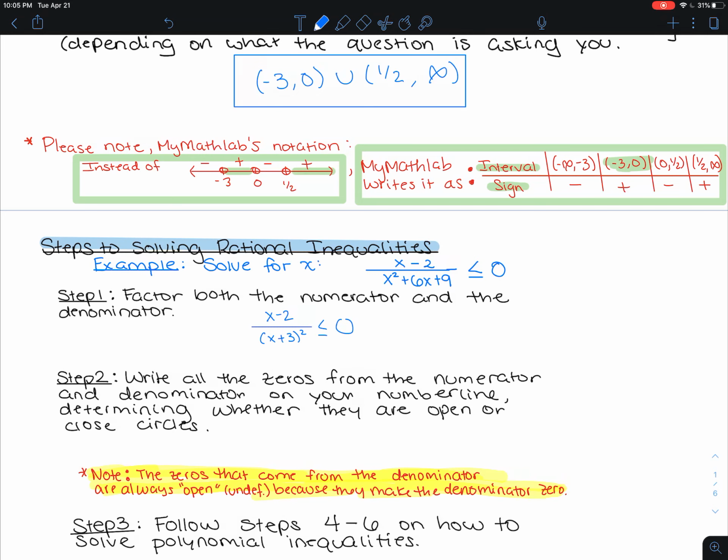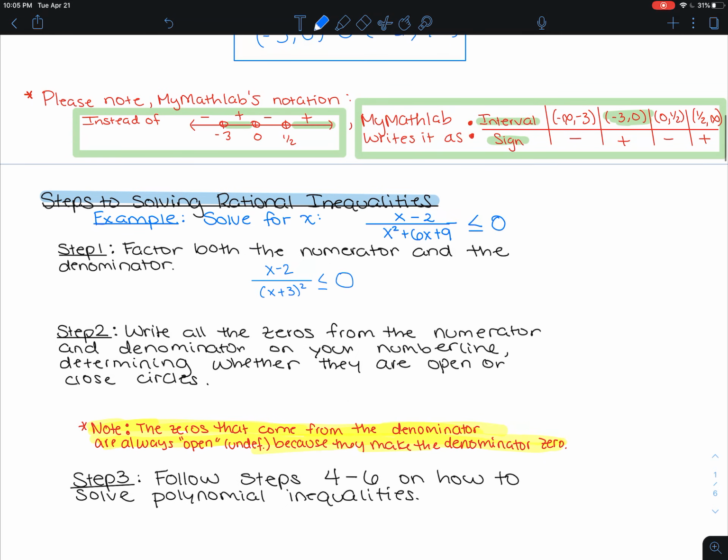Okay, so let's go ahead and do that. Next, we want to write all our zeros from the numerator and the denominator on our number line. And recall that when we had just the polynomial, we did the same thing, but now we have to do it for both the numerator and the denominator. And let's go ahead and do that now. From the numerator x minus 2, I get 2. And from the denominator x plus 3, I get negative 3.